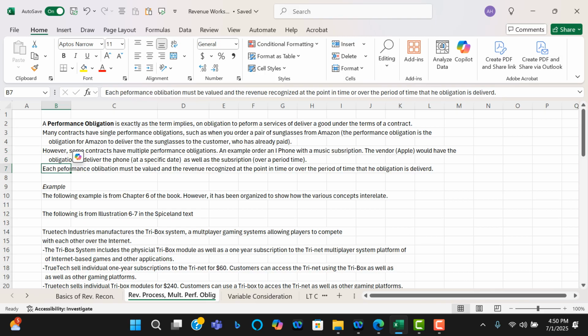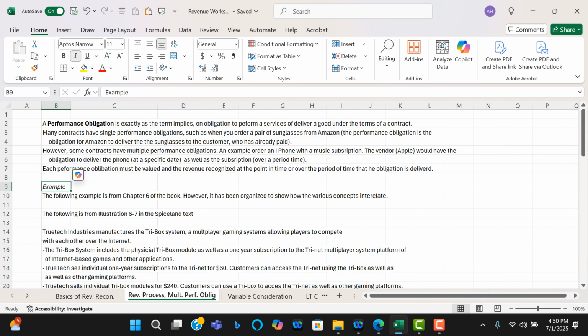Okay, and then each obligation must be valued. And here's another problem: sometimes things are sold in a package deal. So if two performance obligations, let's say an iPhone and a subscription, are sold for one price, how much of that revenue do you assign to the iPhone, and how much do you assign to the subscription? So that's another issue. I'm going to cover the most basic situation of package deals in this video, and then the book covers other ones.